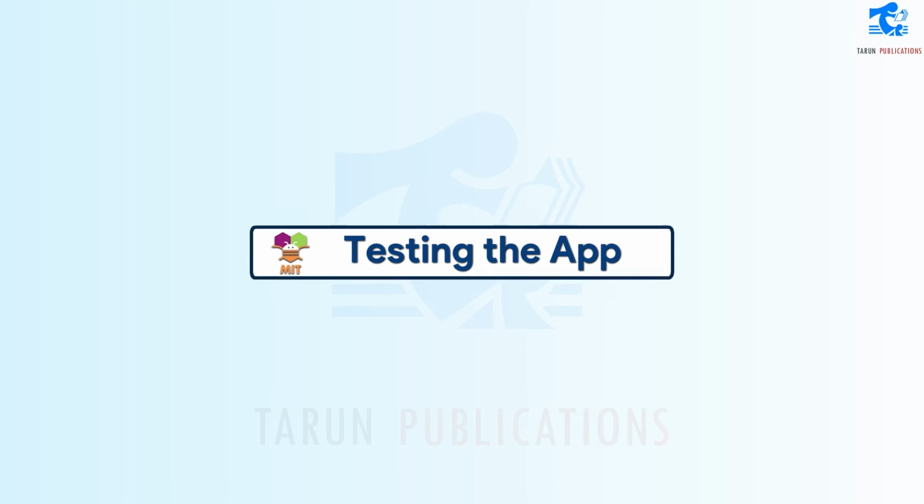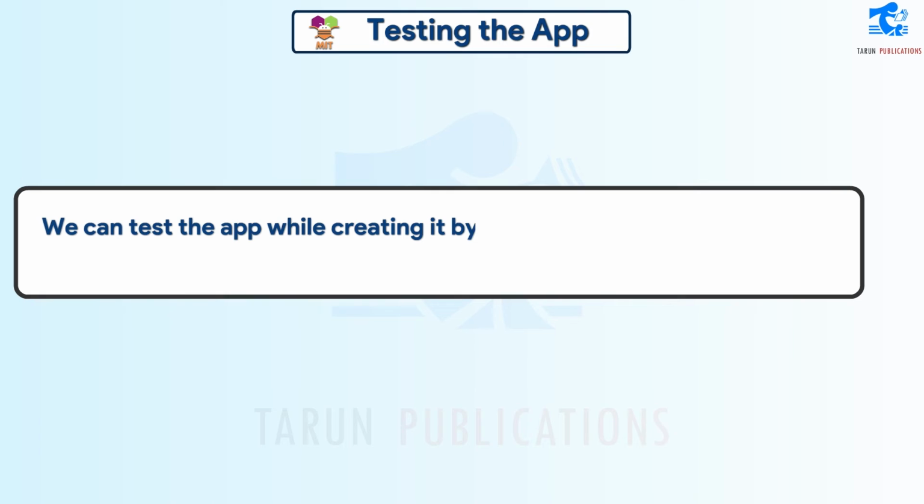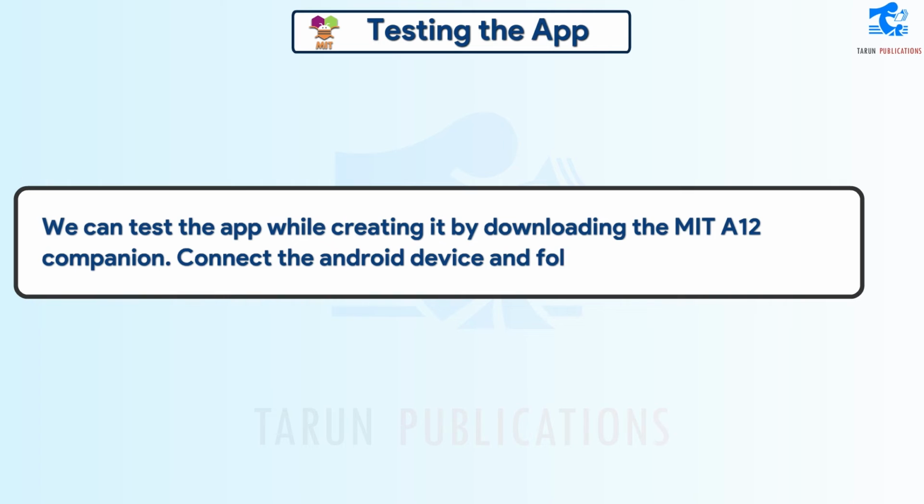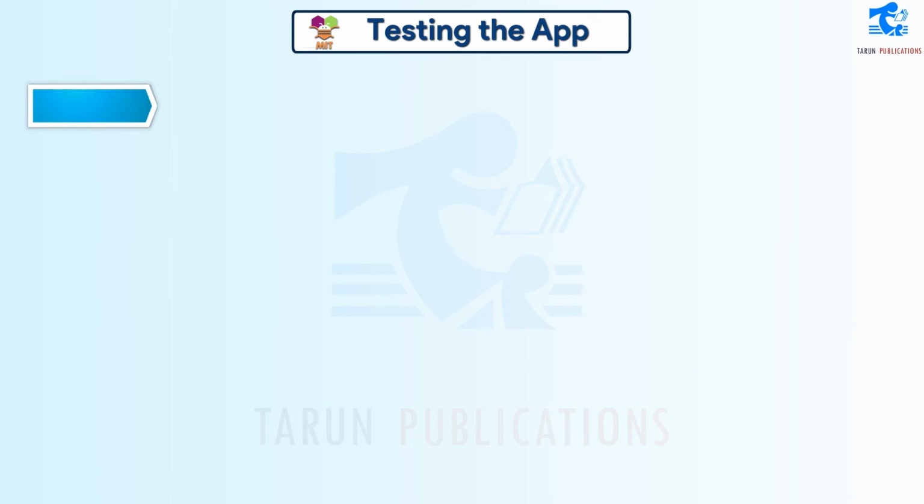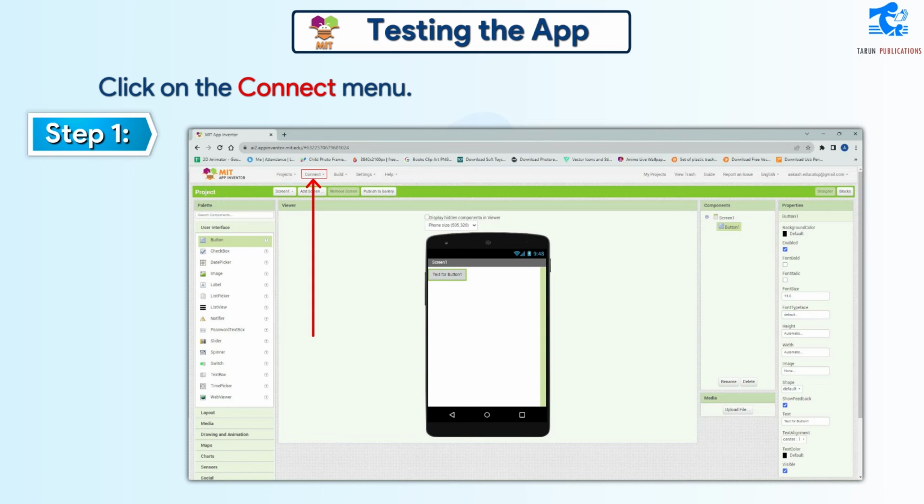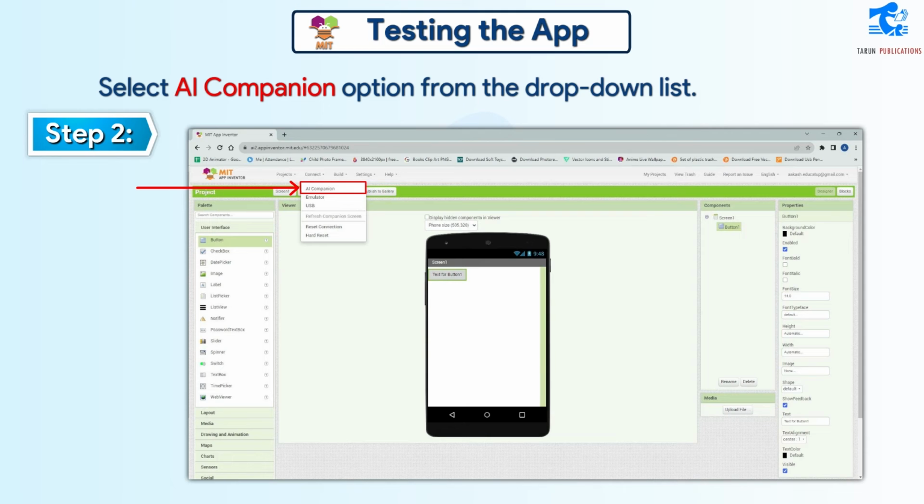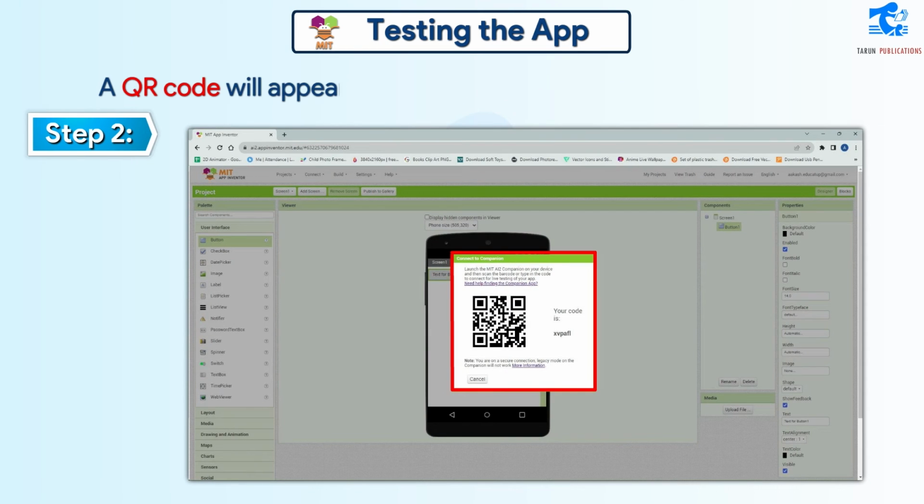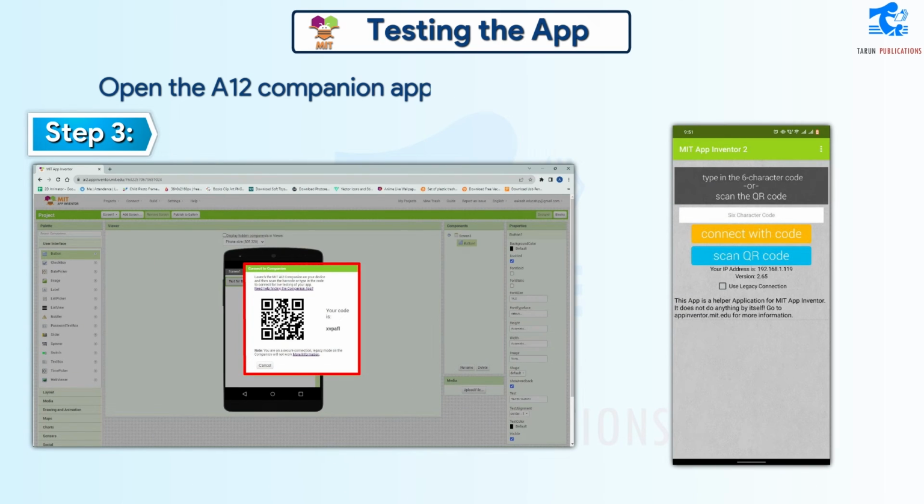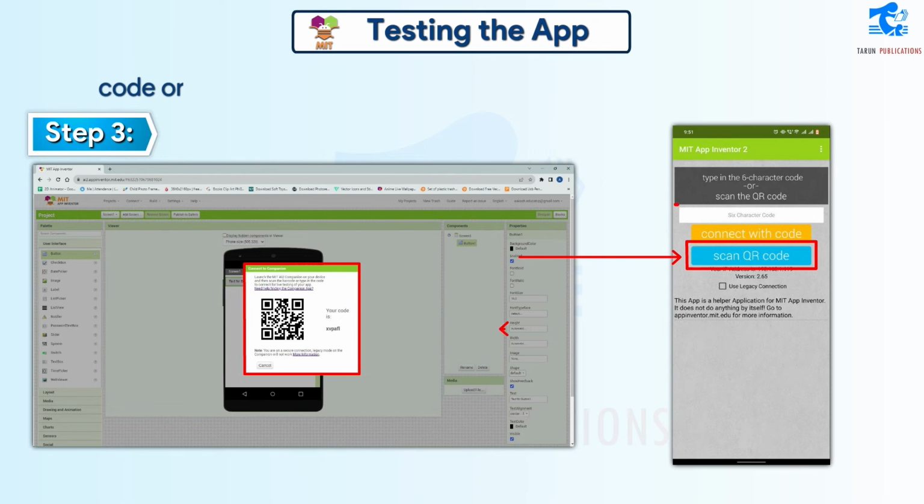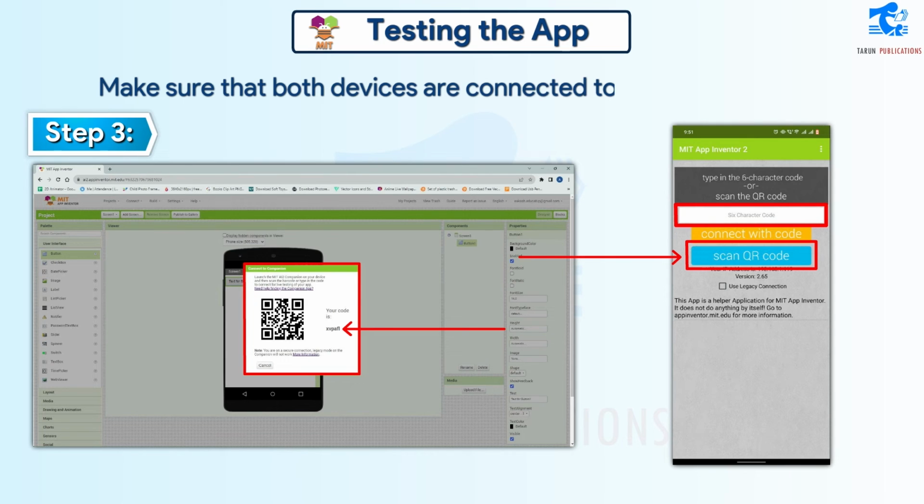Testing the app. We can test the app while creating it by downloading the MIT App Inventor 2 companion. Connect the Android device and follow the given steps. Step 1. Click on the Connect menu. Step 2. Select a companion option from the drop-down list. A QR code will appear on the screen. Step 3. Open the AI2 companion app on your device and scan the QR code or type the code to connect. Make sure that both devices are connected to the internet before performing these steps.